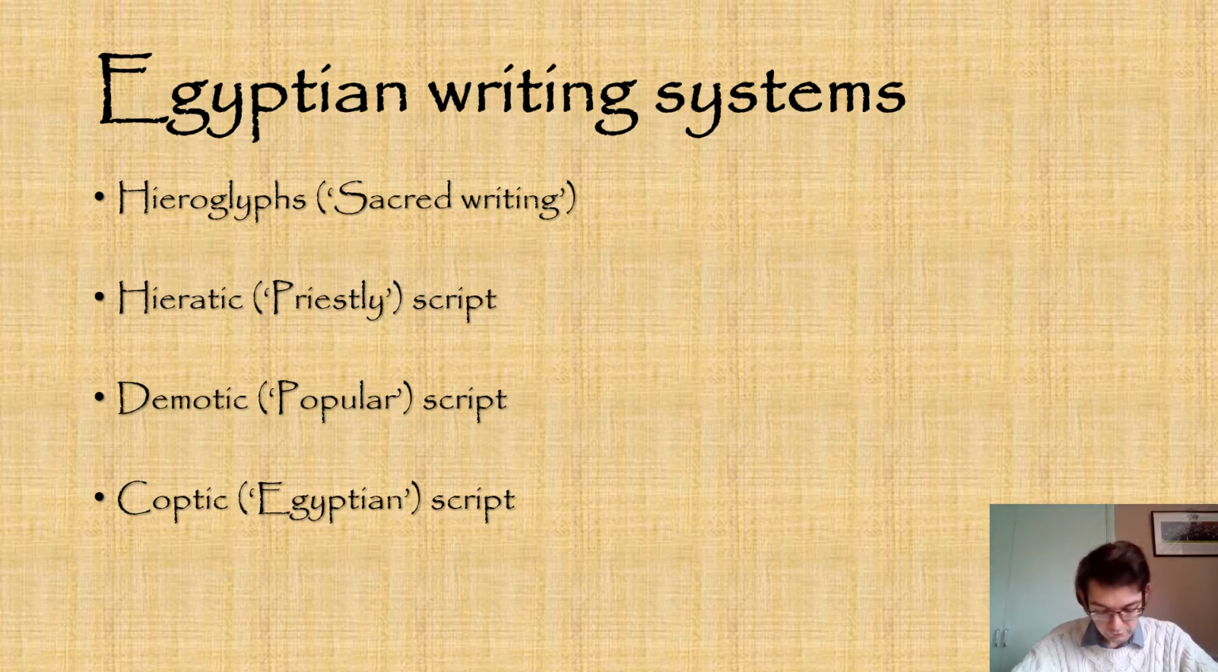The language had 4 key scripts, and our names for each of them come from ancient Greek. The scripts were hieroglyphic, derived from the Greek for sacred writing, hieratic, from the Greek word for priestly, demotic, from the Greek for popular, and Coptic, stemming from the Greek for Egyptian. Let's look at each one by one.